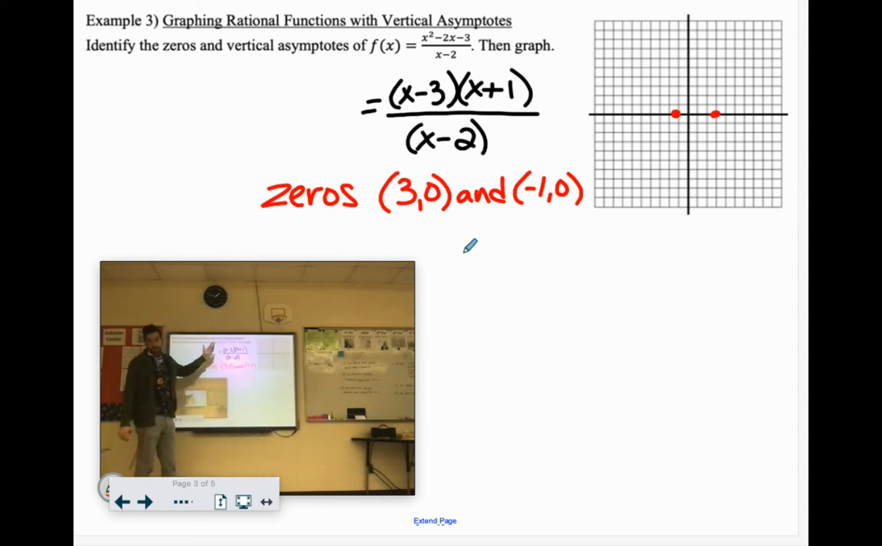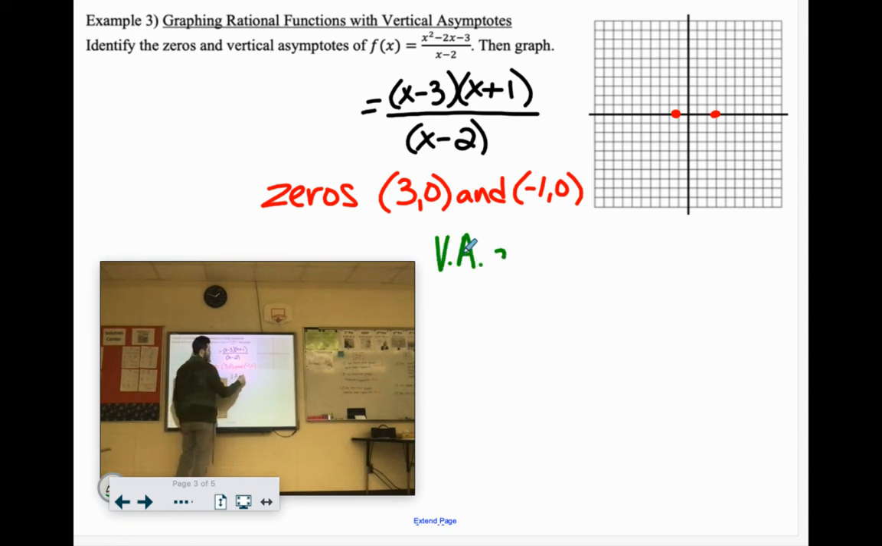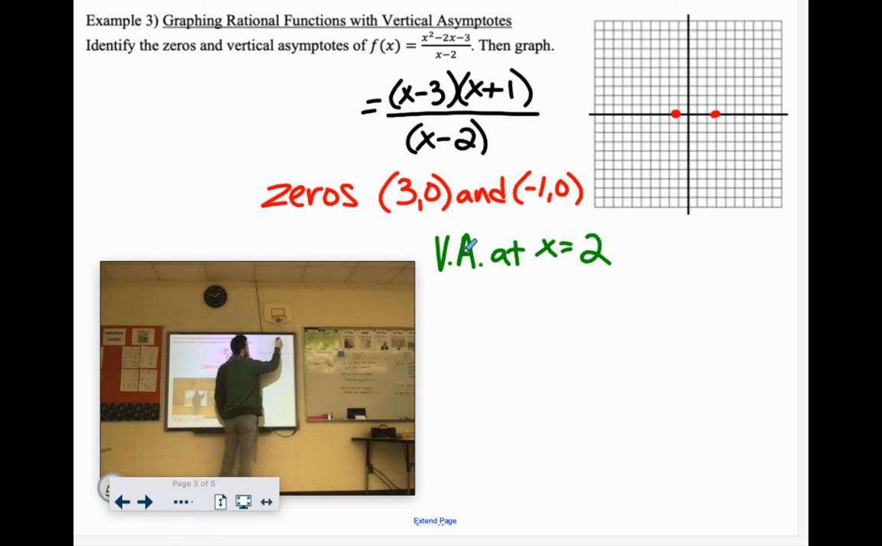The denominator, the x minus 2, that tells us the vertical asymptote. So we're going to have a vertical asymptote at x equals 2. So if we kind of give ourselves a dashed line there.